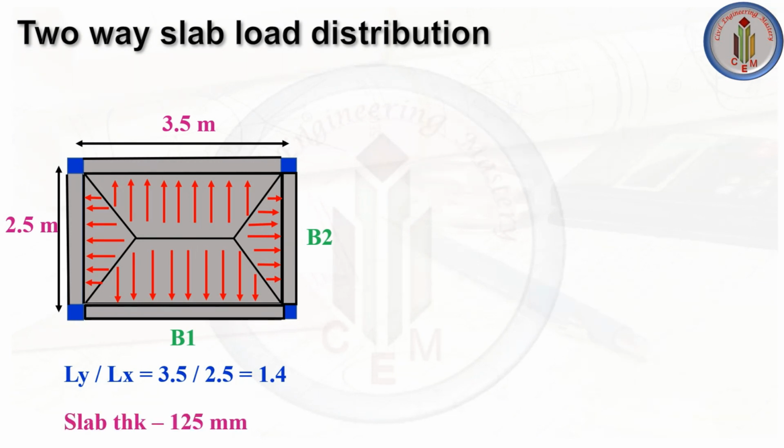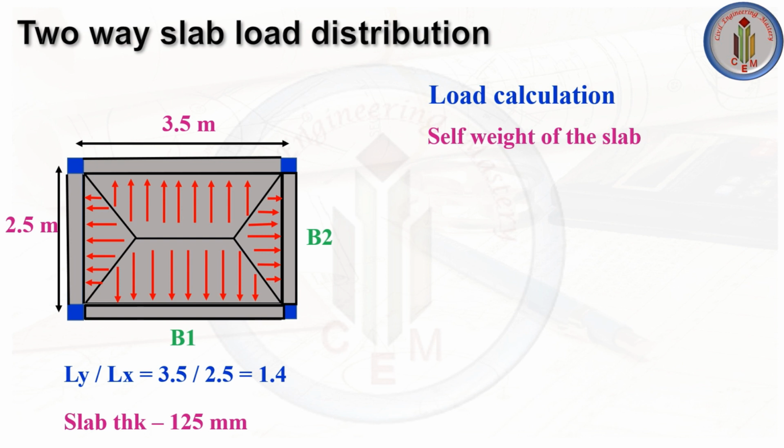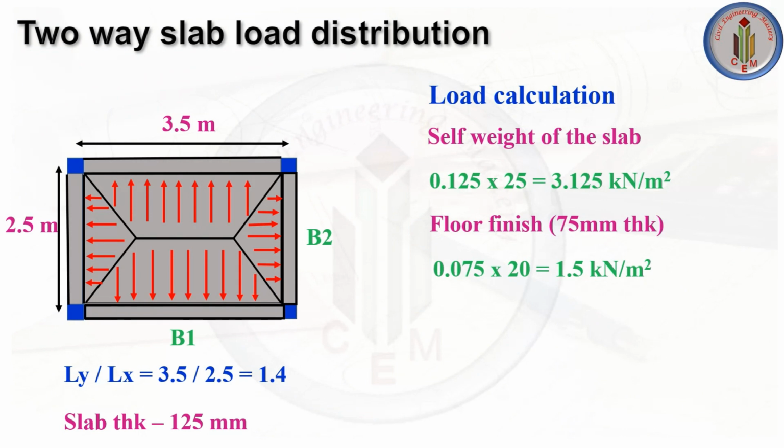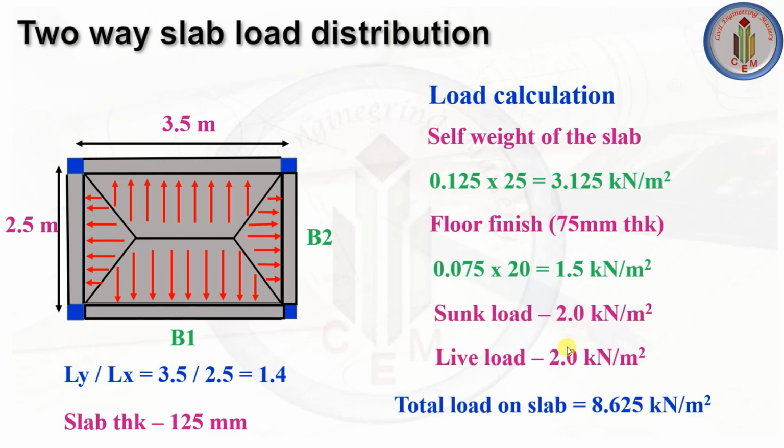Now let's look into the load calculation. First we need to find out the self weight of the slab, that is 3.125 kilonewton per meter square. As we have discussed before, the thickness of the slab is 125 mm and floor finish is 1.5 kilonewton per meter square. Sunk load is 2 kilonewton per meter square and live load is 2 kilonewton per meter square.